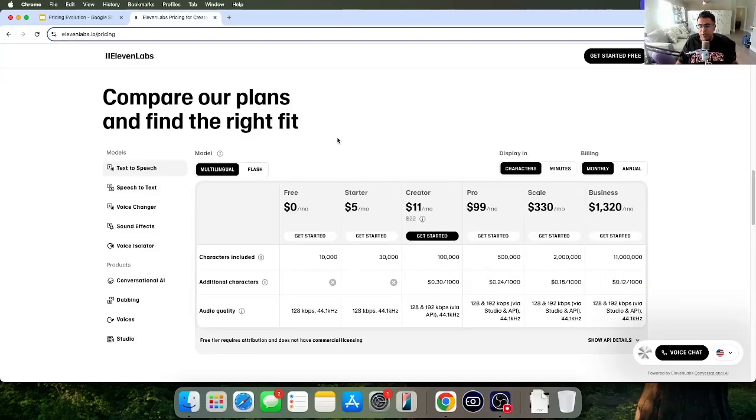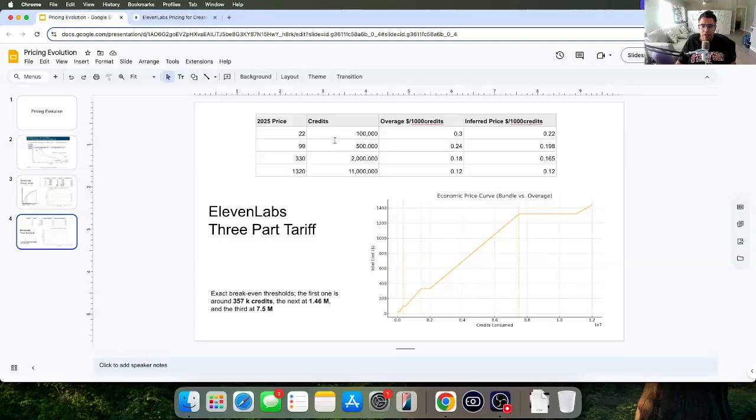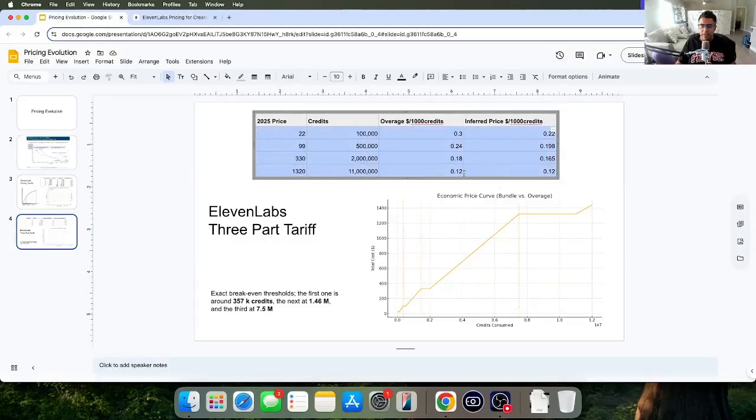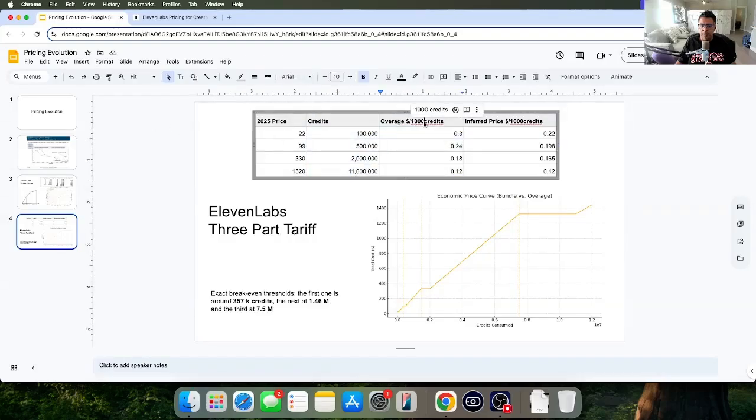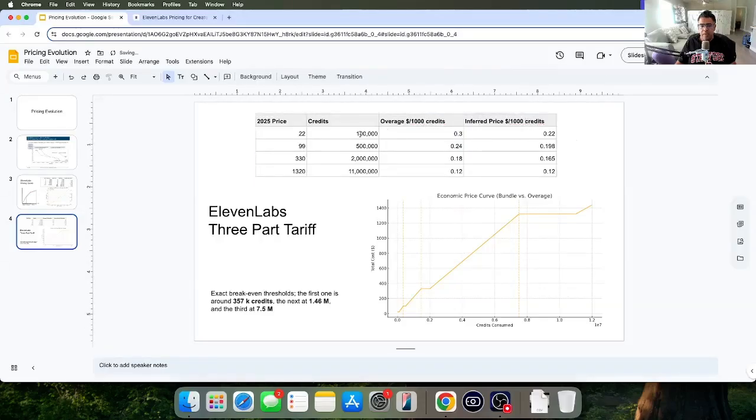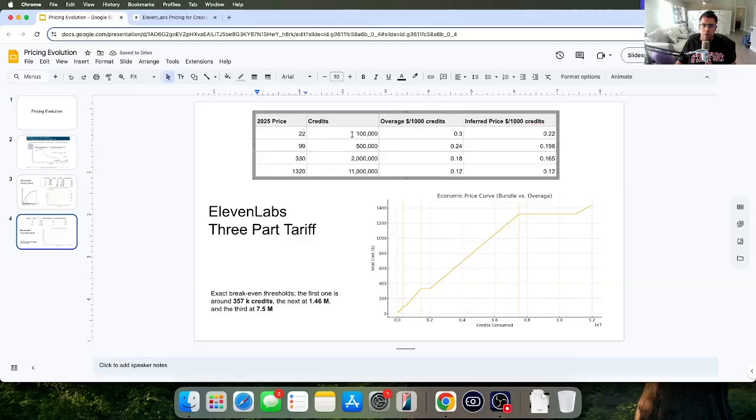So how does this work? Why is this done this way? So I have laid this out in a table. The list price is $22 per month, $99 per month, $330 per month, or $1,300. And these are the amount of credits you get. This is the overage fee that they have mentioned on their website per 1,000 credits. Now we can infer their price by dividing $22 by the amount of included credits. That comes out to 0.22.